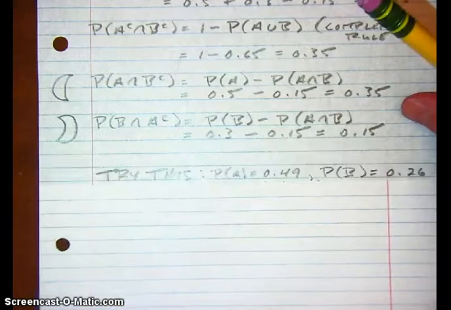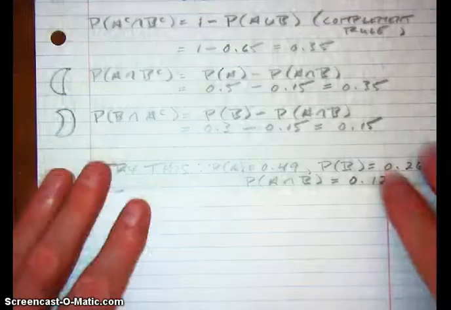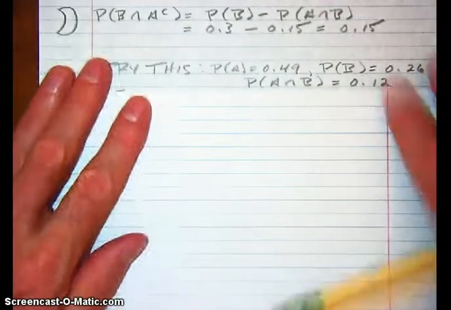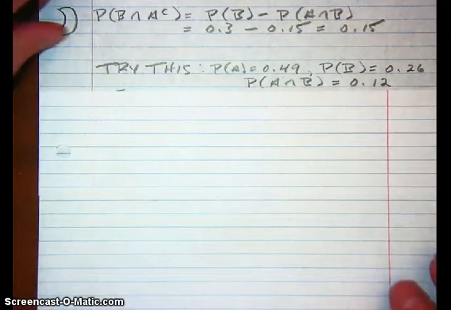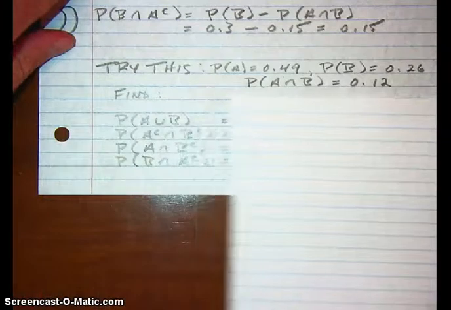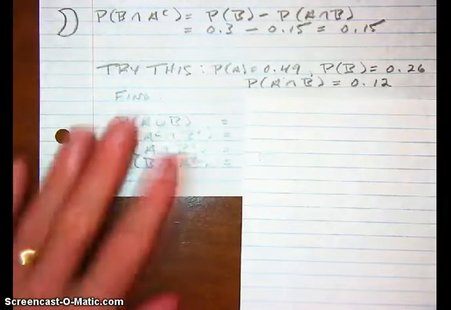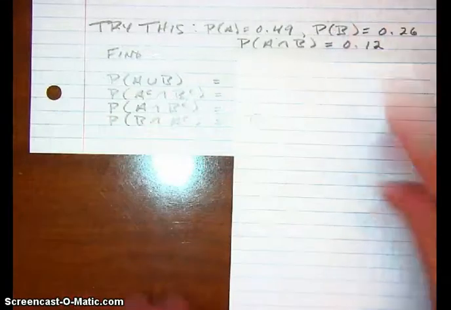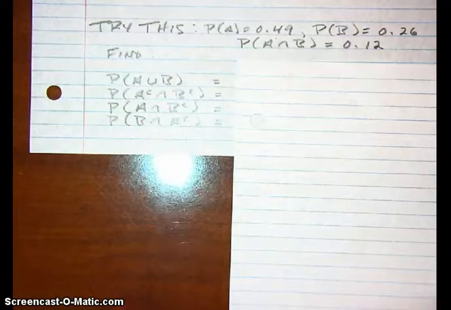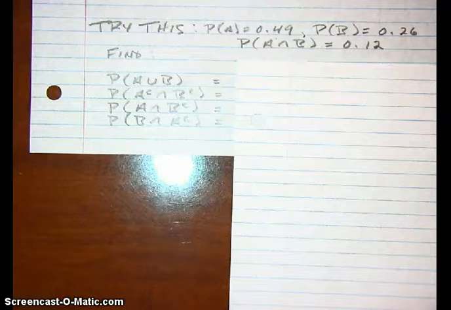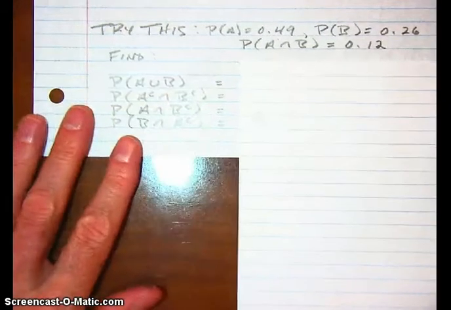You can try this on your own. Look at these three probabilities. The probability of A is 0.49. Probability of B is 0.26. Probability of A and B is 0.12. And I want you to find these four things: probability of A or B, probability of not A and not B, probability of A and not B, and the probability of B and not A. You can pause your video and find those things, and then I'll show you the answers.